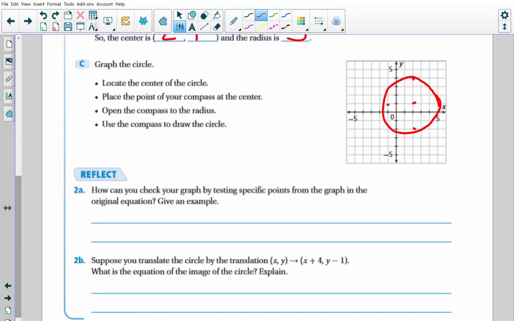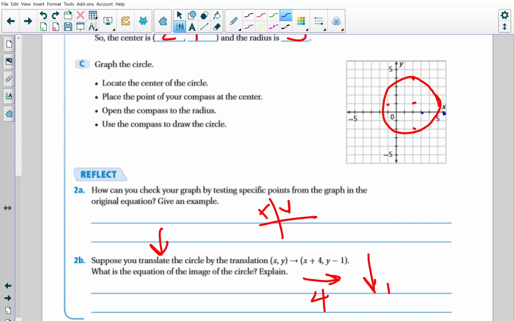How can you test? You can do x-y charts. Suppose you translate the circle by x plus 4, y minus 1. What's the equation? Well, we have to remember x plus 4. We're going to move it to the right 4 units, and then we're going to move it down 1 unit. So translate it to the right 4 units: 1, 2, 3, 4, down 1, over 3.